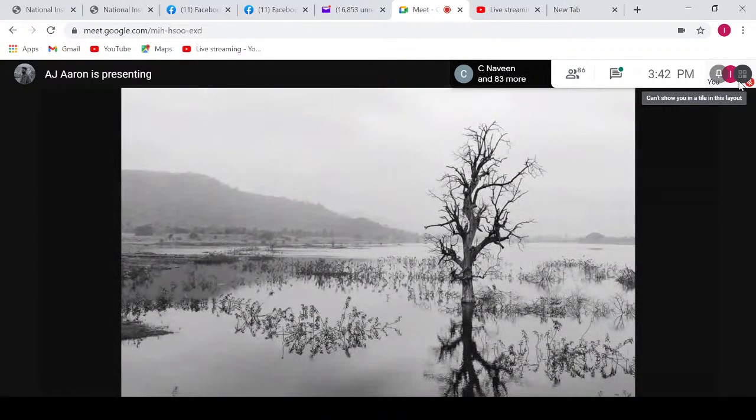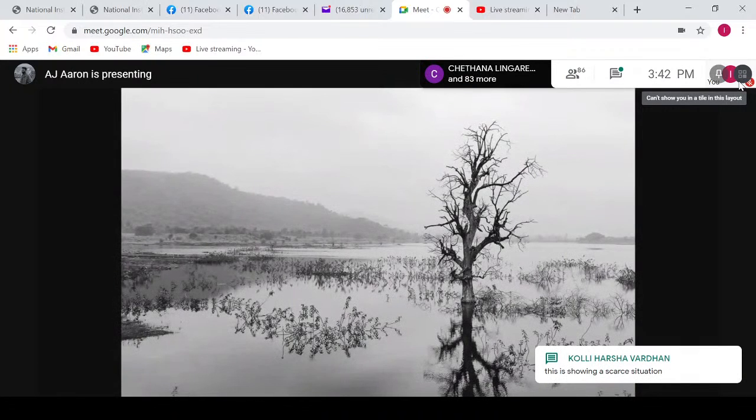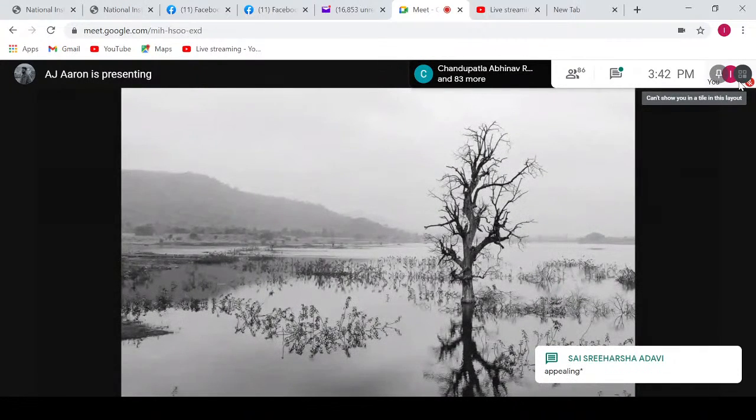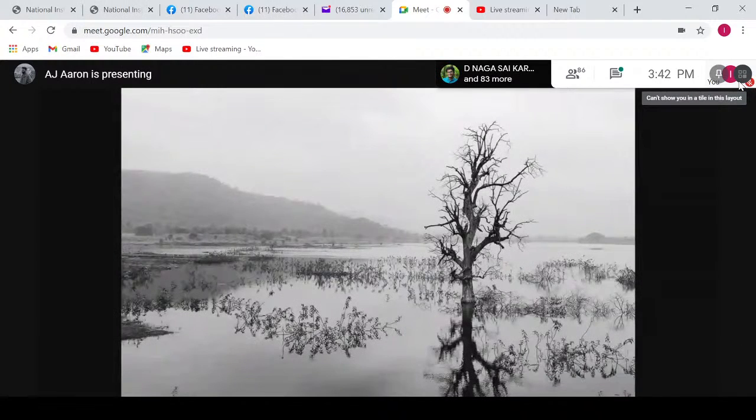So there is a sense of contrast here, emotionally. The tree, although it's in the water, still has no leaves. It still looks dry, though it's in the water. So in a way, if you look at it, there's also an emotional contrast here. You can say, yeah, without leaves, it's more appealing. Yeah, definitely.